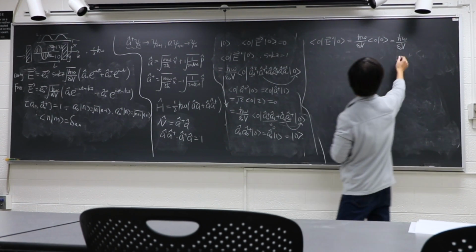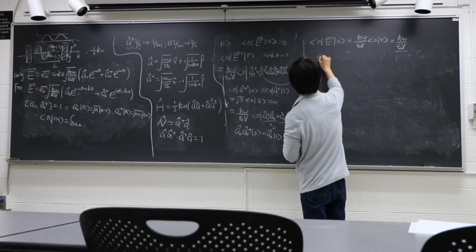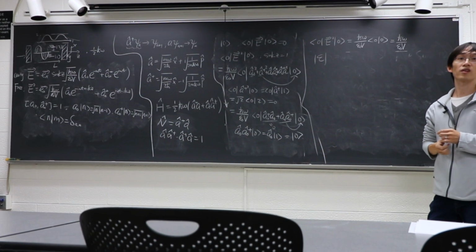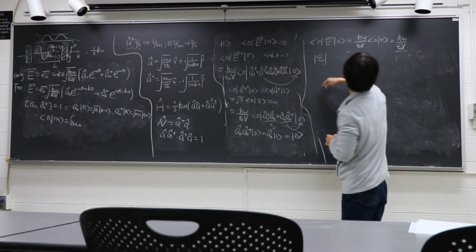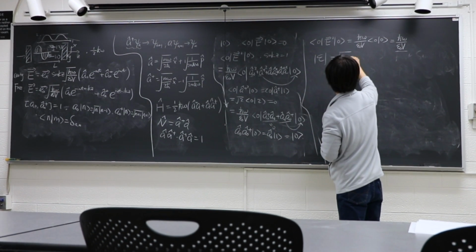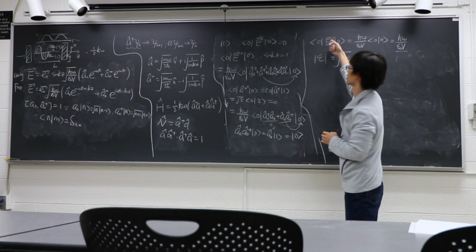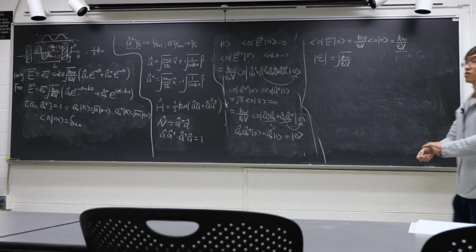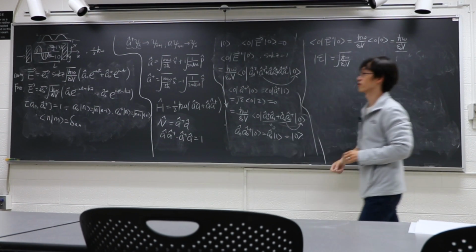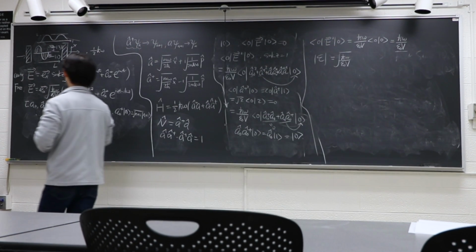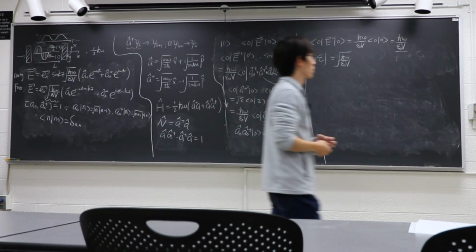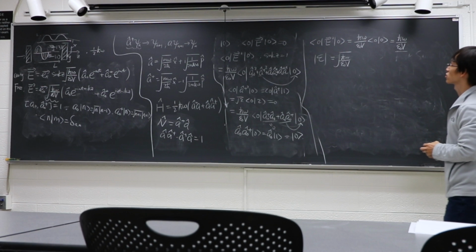So from here you can see the magnitude of the electrical field of your vacuum state will equal to this. This is the square; you take the square root. So this is often referred to as the electrical field of a vacuum state. And of course, you can try to calculate this.